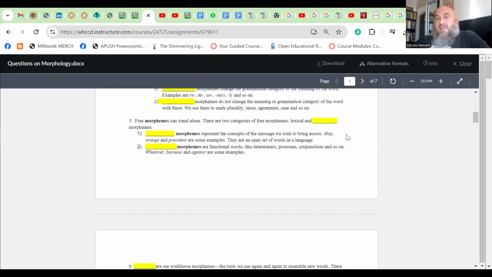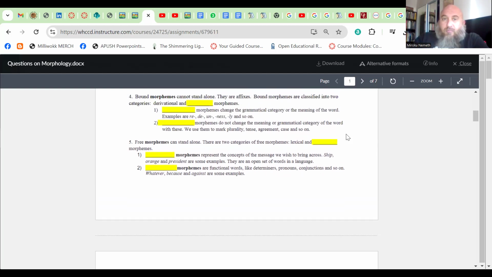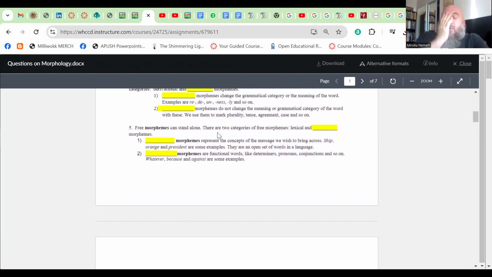Okay, free morphemes can stand alone. There are two types. Sorry, my brain. Lexical and functional morphemes. Lexical morphemes have a dictionary definition and represent the concepts of the message we wish to bring across: ship, orange, president, the open set of words in a language.